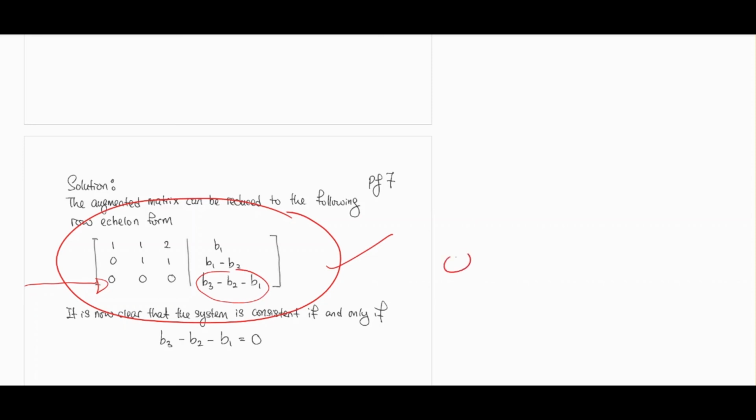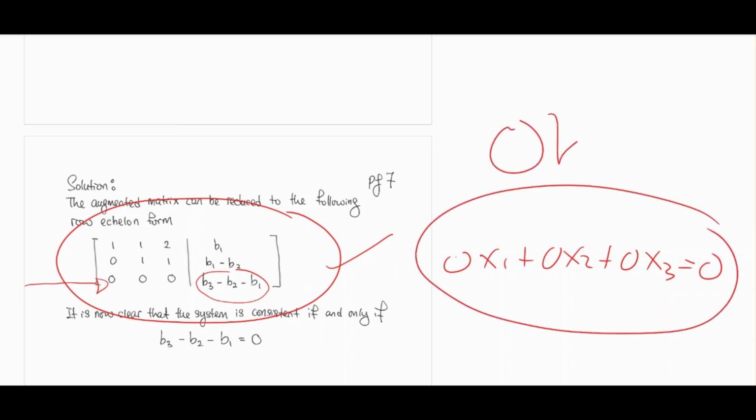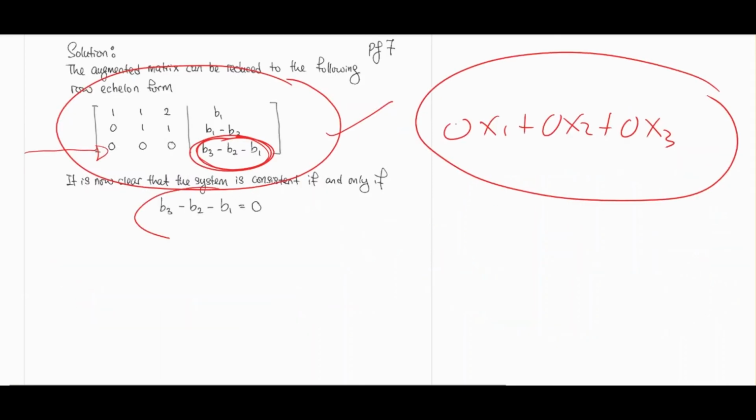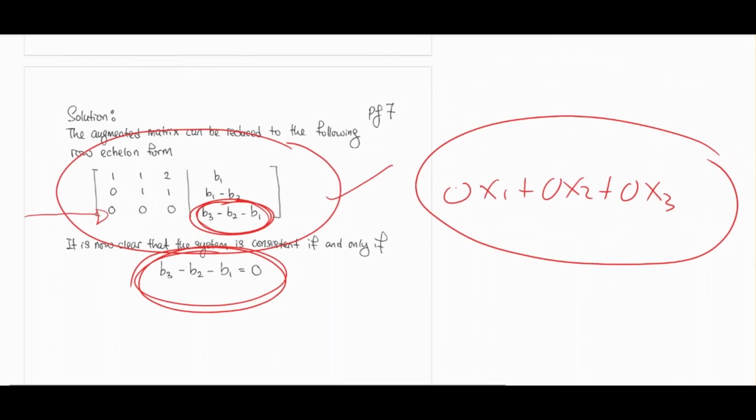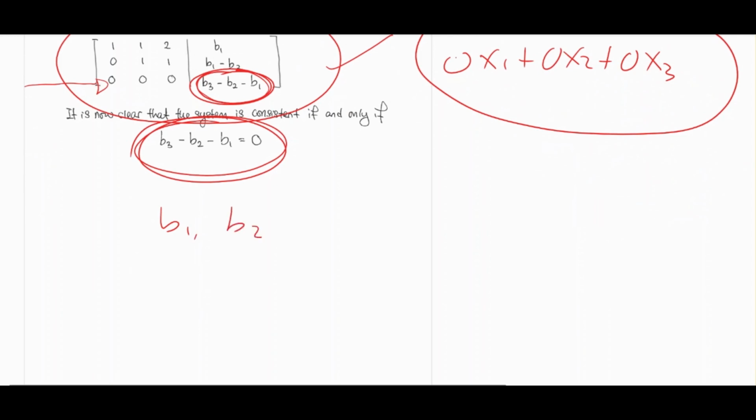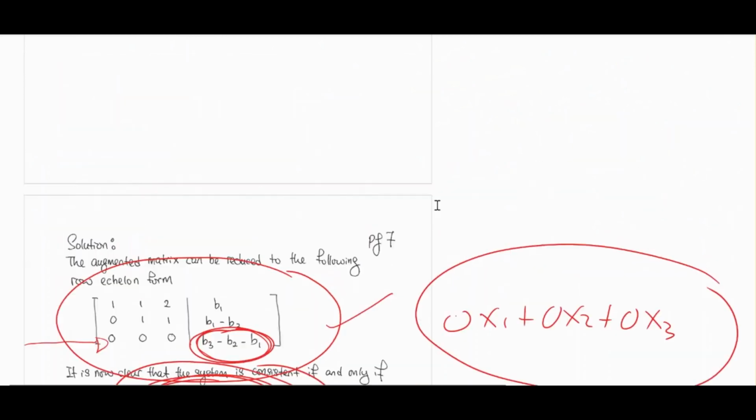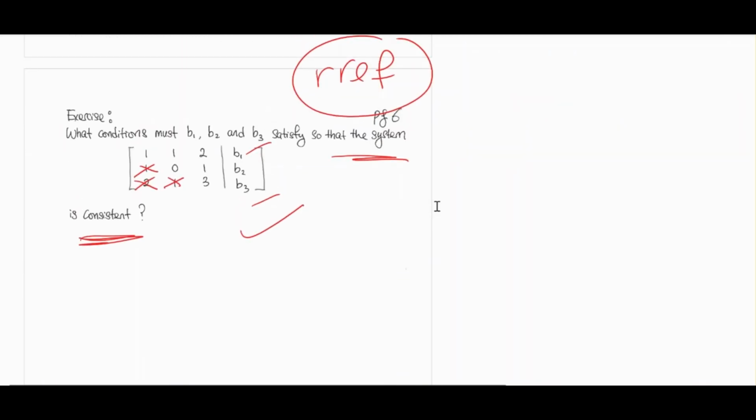Right? So if you have 0 x1 plus 0 x2 plus 0 x3 equal to 0, this is fine. This is okay. But if you have a non-zero number like this, then this is not okay. Right? So in order to make sure the system is consistent, we'll have to make sure that B3, B1, and B2 satisfy this relationship. So only the B1, B2, and B3 that satisfy these conditions will make the system consistent. Otherwise, the system will not be consistent.